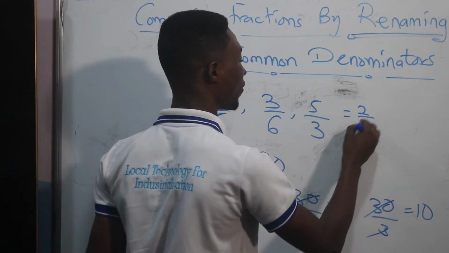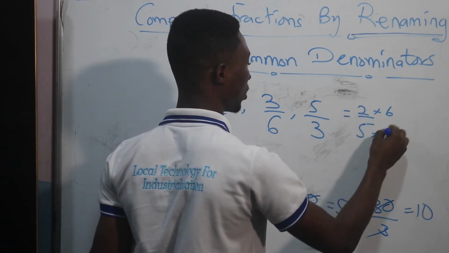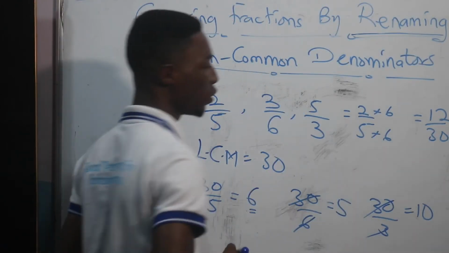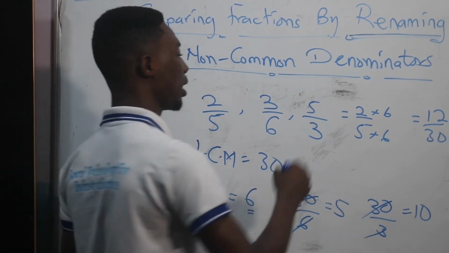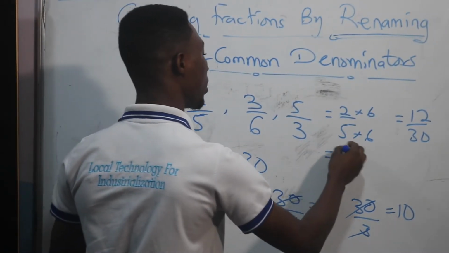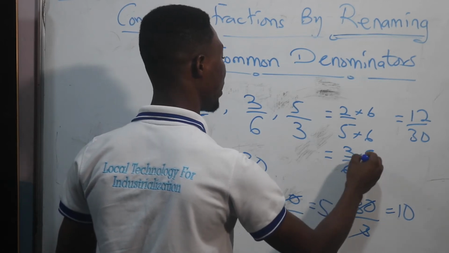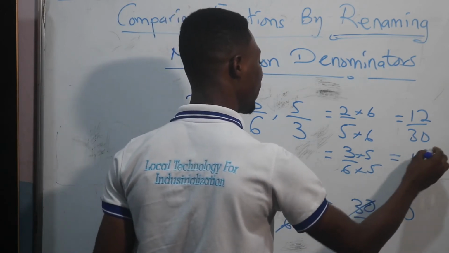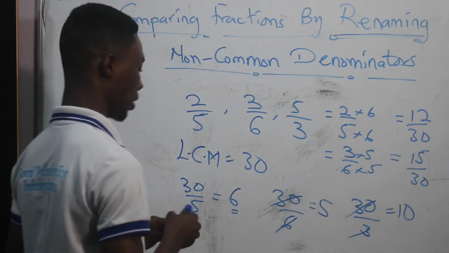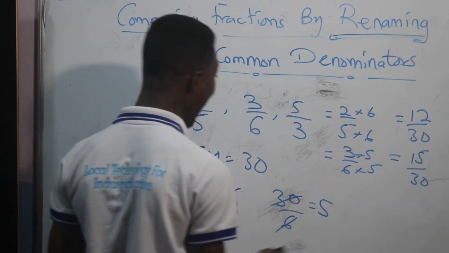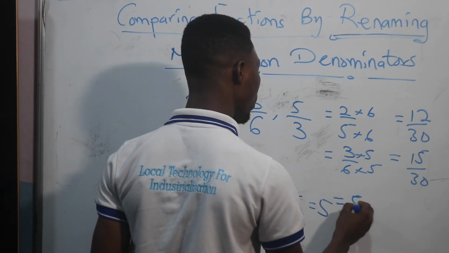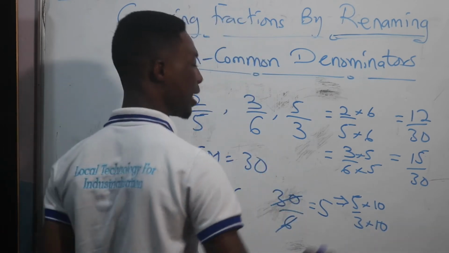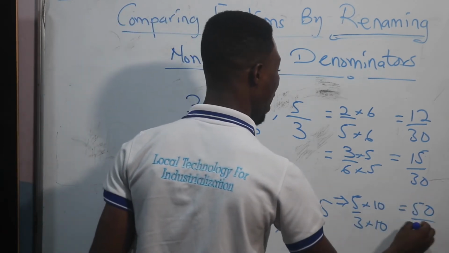Multiply 2 over 5 by 6, and that is going to give me 12 out of 30. Then I move on to multiply 3 out of 6, both numerator and denominator, by 5, and I am going to get 15 out of 30. Then I multiply 5 out of 3 by 10, both denominator and numerator, and that is going to give me 50 out of 30.